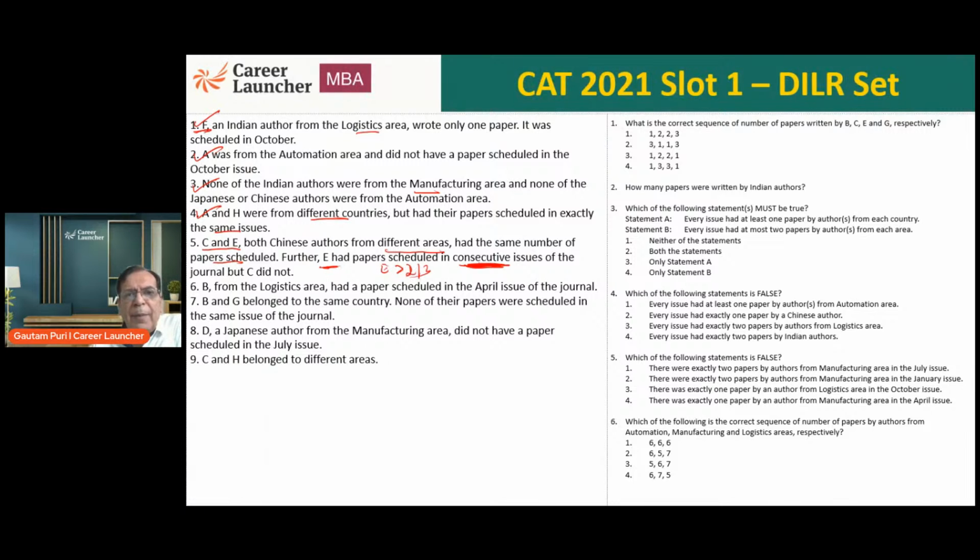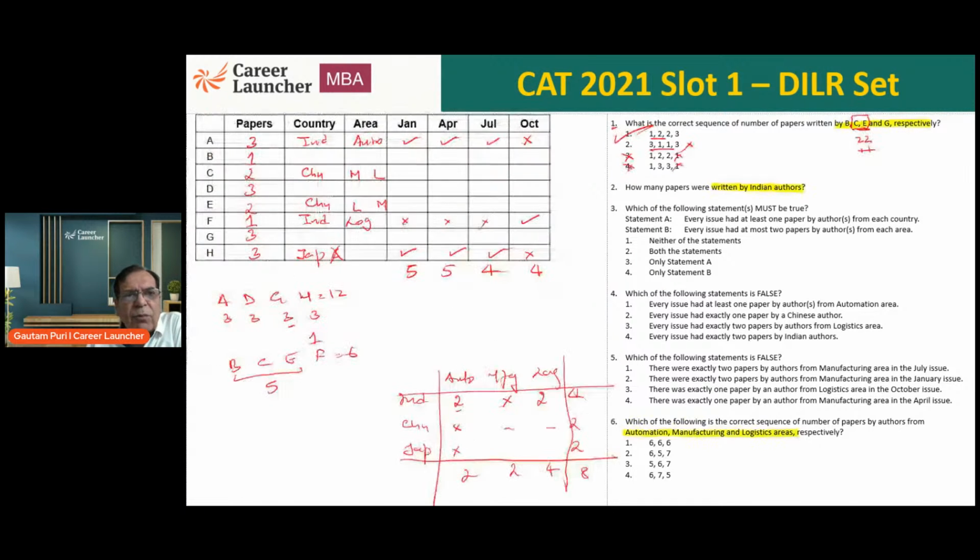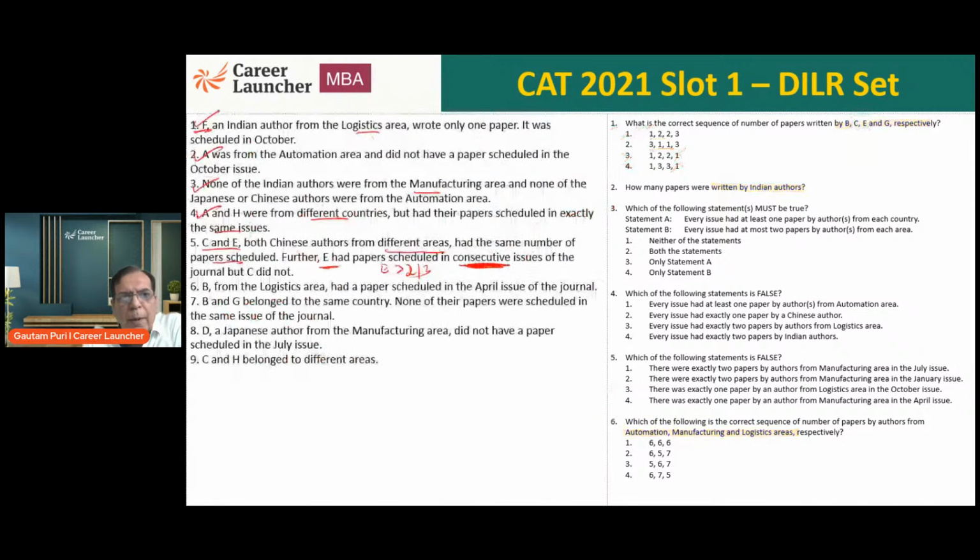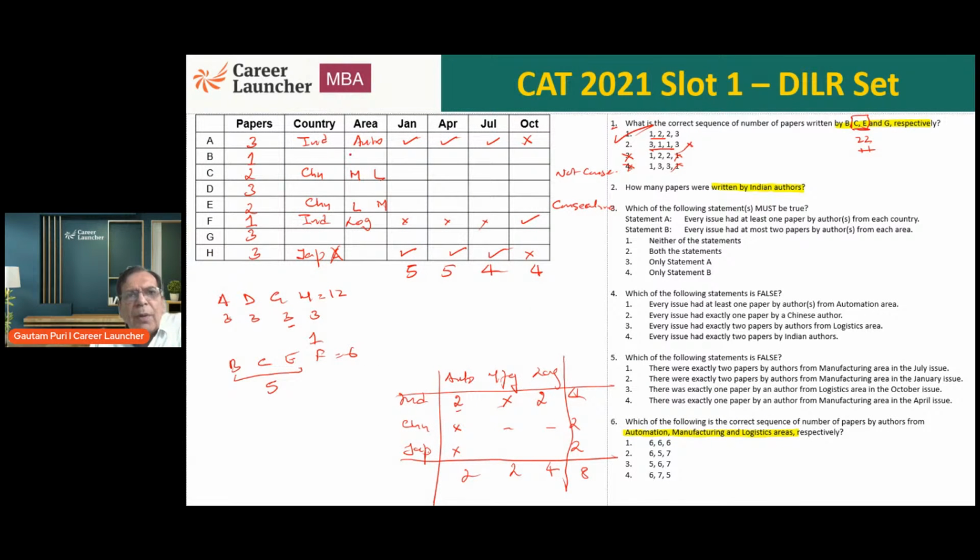Okay. So E in consecutive issues, C not in consecutive. C is not in consecutive issues, 2 papers, but E is in consecutive issues. Statement 6. B is from logistics area. Very good. B is from logistics. Logistics is 4 authors. So B is logistics.